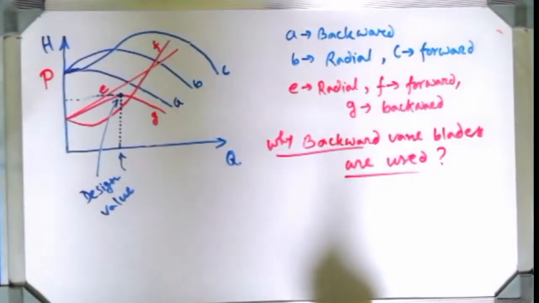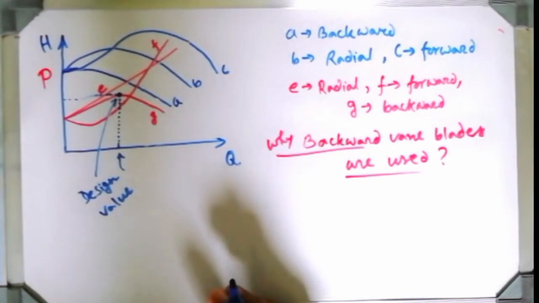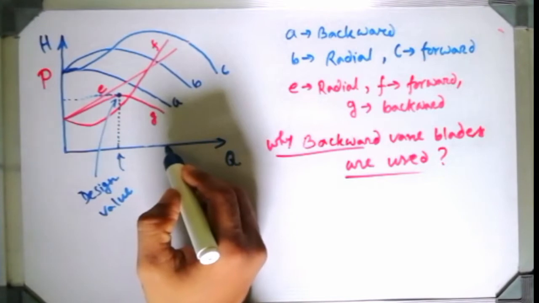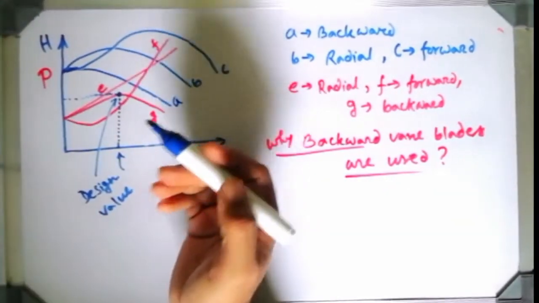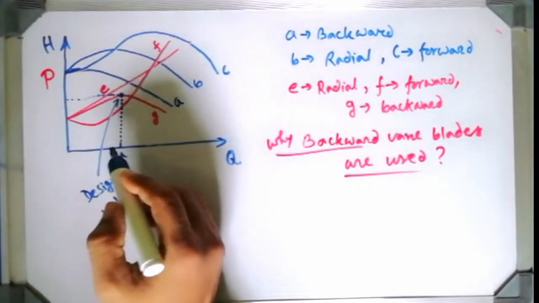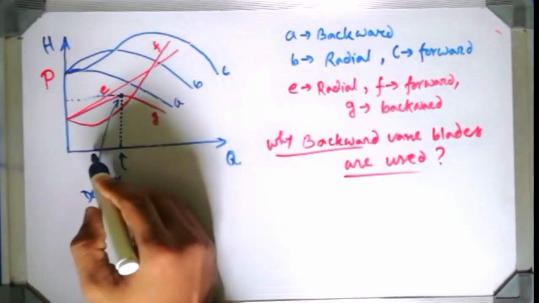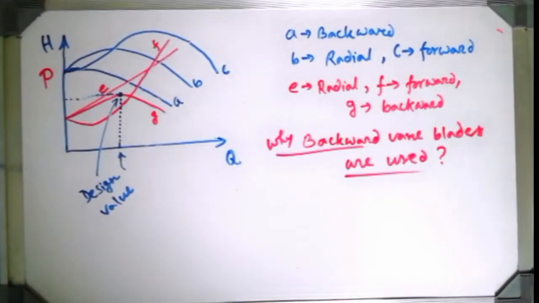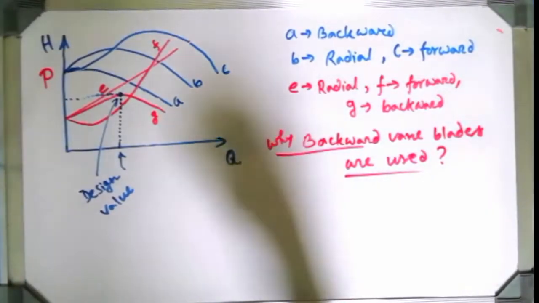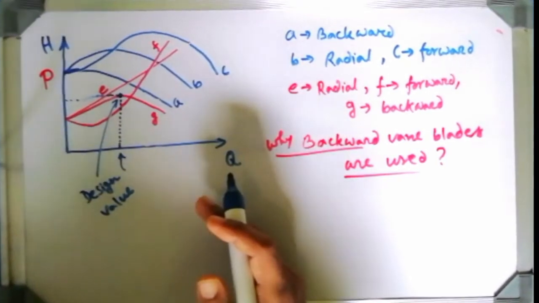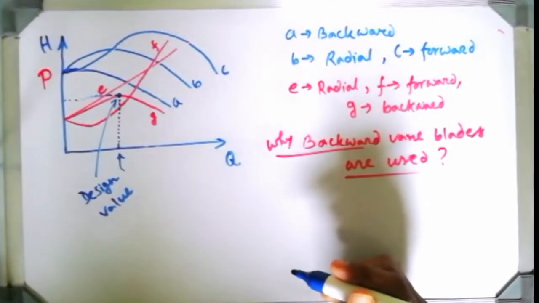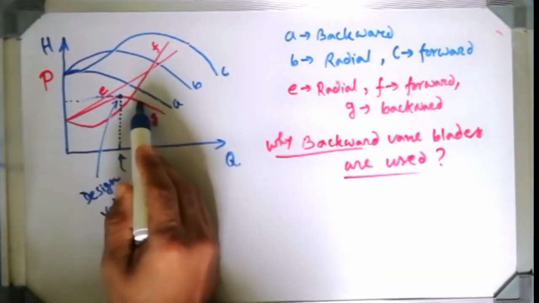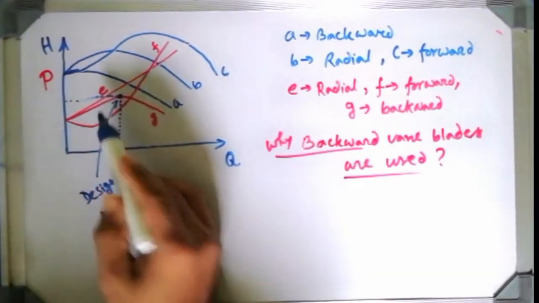Very good, no problem. But it may occur in practice that the discharge increases from this design value, meaning the flow rate suddenly increases, or the reverse may also occur, the flow rate may decrease from the design value. Obviously it can occur, it is a practical world. We can always say the design value cannot be maintained always. It is not possible in a realistic manner. So from the design value the flow rate can increase as well as decrease.